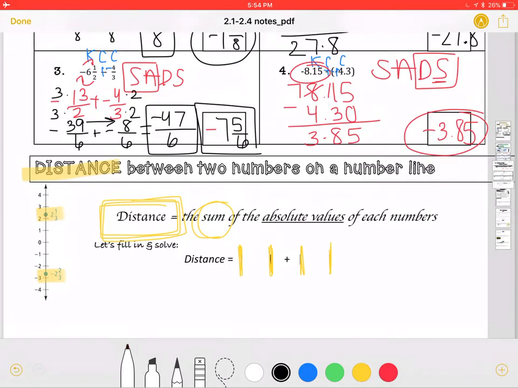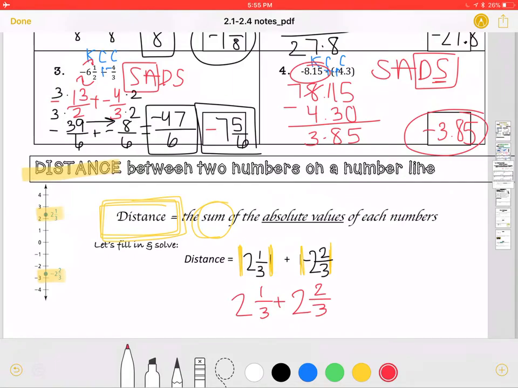We'll just plug in those numbers. 2 1/3. We're going to add that with the absolute value of a negative 2 2/3. We're finding how far apart are these numbers on a number line. Remember what absolute value does. It's how far away is it from 0. It makes everything positive. So 2 1/3 plus, this is going to change to a positive 2 2/3. Now we just add them together.